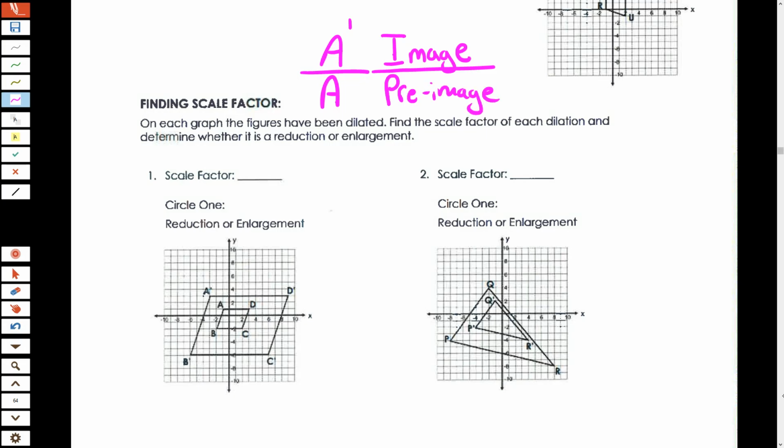Now, one of the biggest mistakes you guys will make is you will flop this. You have to be careful because there is a very big difference. You don't need to write this down. I'm just trying to show you if you are making an enlargement or a reduction.